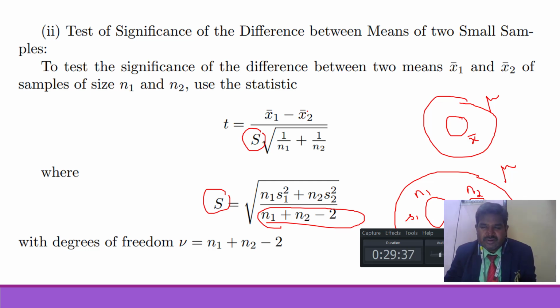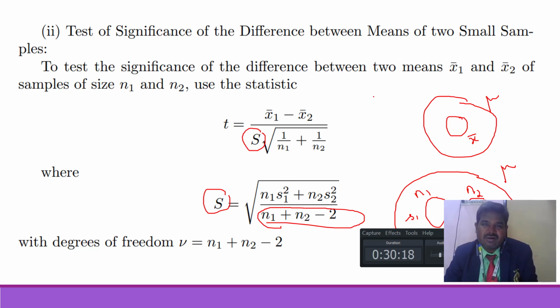So if in the given problem we need to analyze the means, we can use the t-test. The idea is, first we have to check whether it is a small sample or a large sample. Once it is a small sample, then the problem may be discussed with means or variance. So first we have to identify which one it is, means or variance, that we need to analyze.